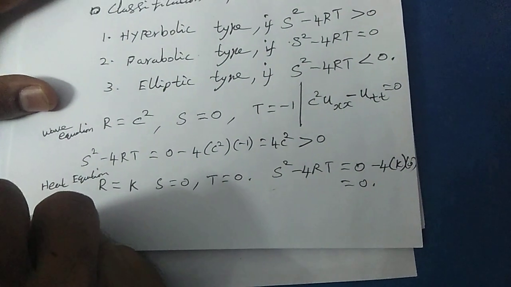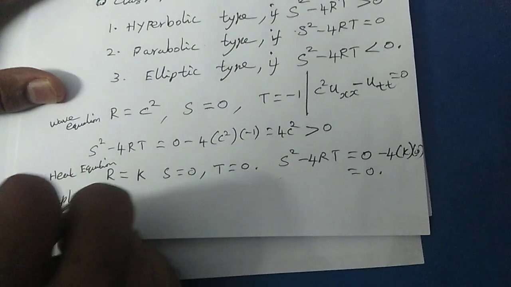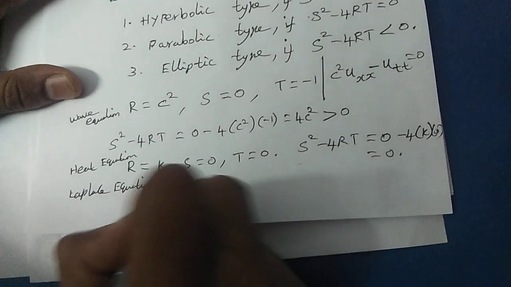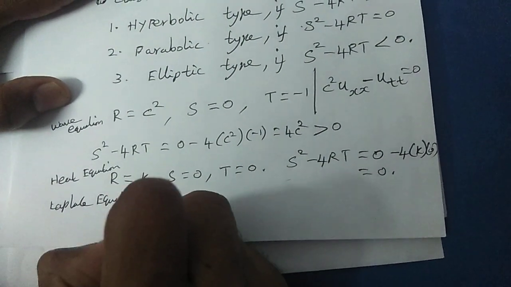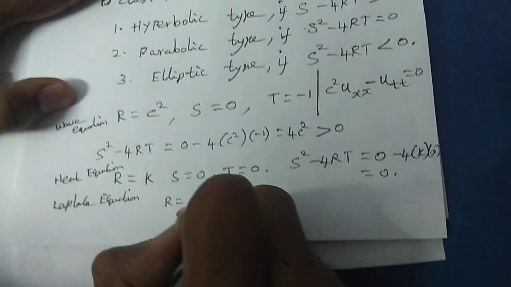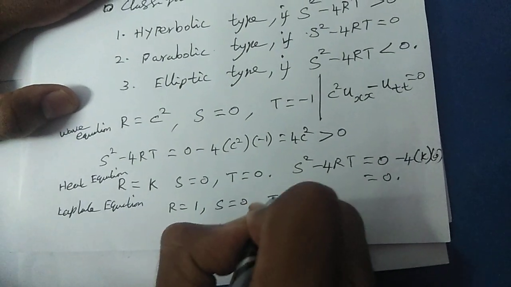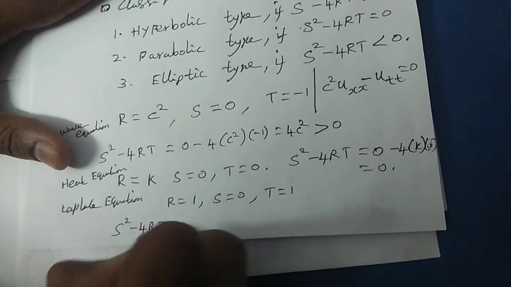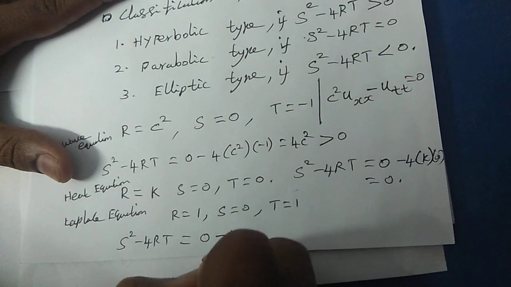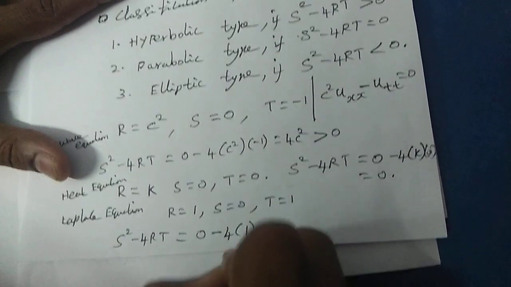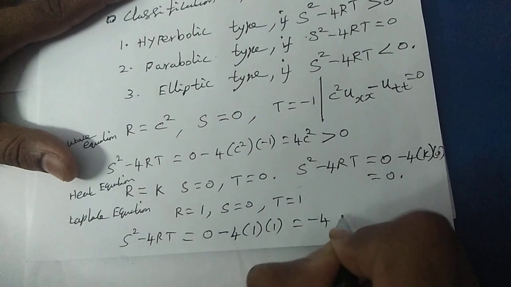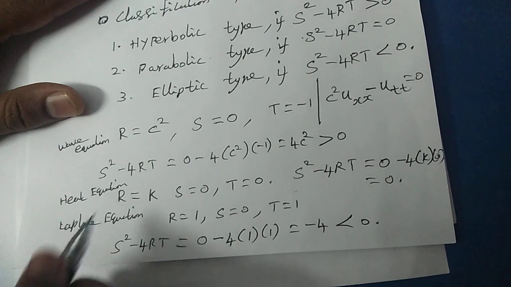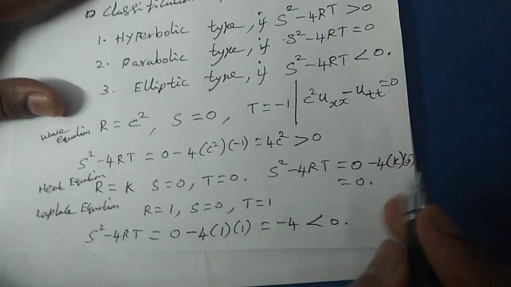And for our Laplace equation, what is R? R is 1, S equal to 0, and T is 1. Calculating S² − 4RT, this is 0 − 4 into 1 into 1, so this is −4. This is always less than 0. So our Laplace equation is of elliptic type. So thank you.